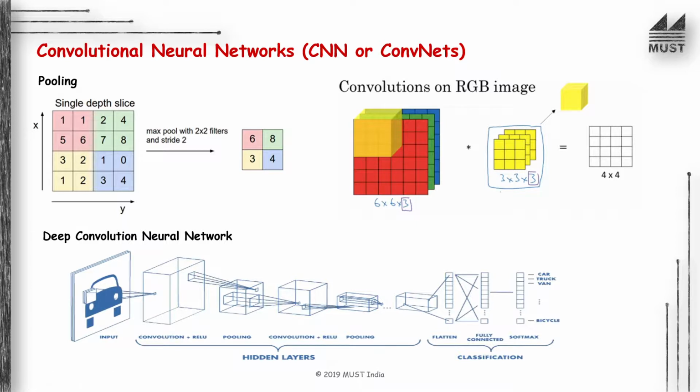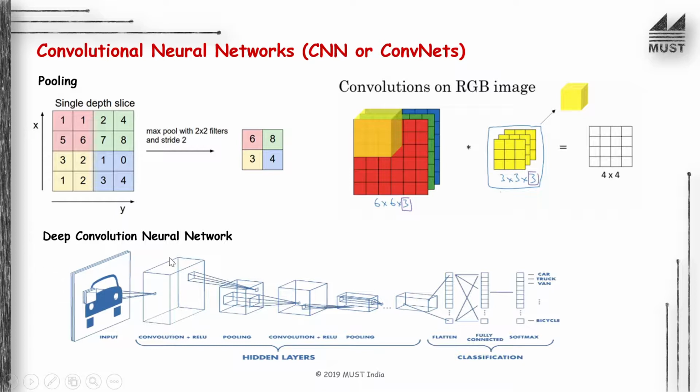Now let's say with the same input image you are trying to apply multiple filters. Let's say you want to apply 3 filters. In such a case, your output dimension will become 4 cross 4 cross 3. So the third dimension you're getting depends on the number of filters that you're applying. And sometimes these filters are also known as kernels. In some places these are referred to as kernels, so don't get confused with the terms kernels and filters.